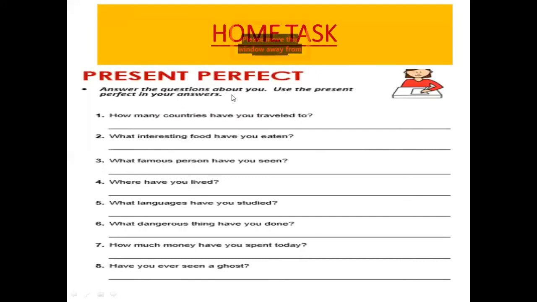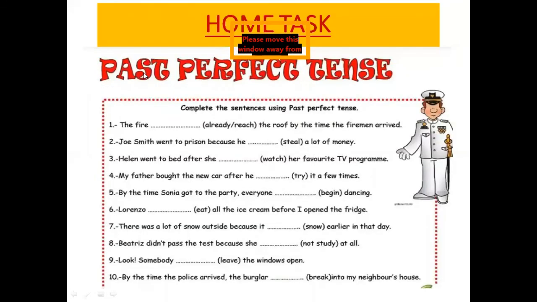Okay, please take a screenshot. Okay, now let's see the another slide. In this slide, when you complete this exercise, simply you will use the past perfect tense. For example, there is a sentence number 1, the fire dash. In the bracket, I have written already and reached. The roof by the time the firemen arrived. It means in the blank, you are going to fill the tense which is related to past perfect tense. While completing this exercise, simply you will use past perfect tense.